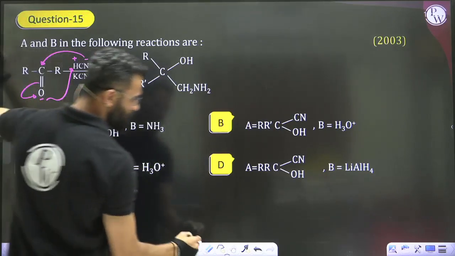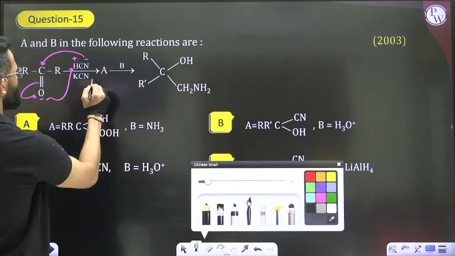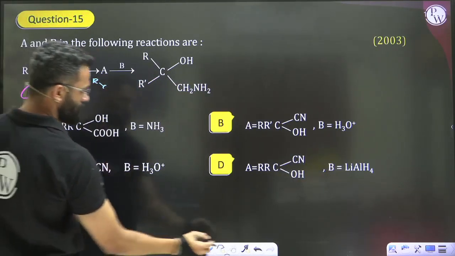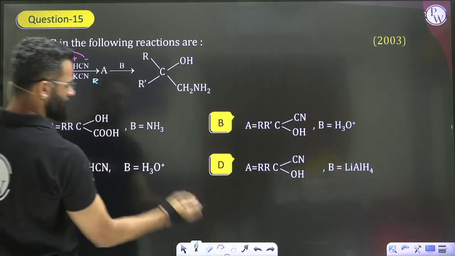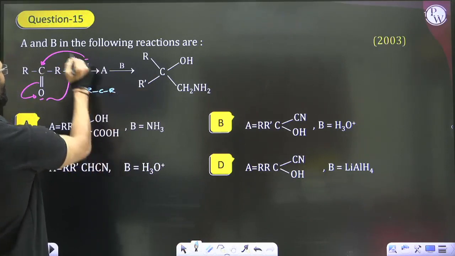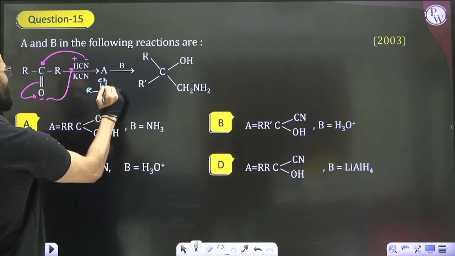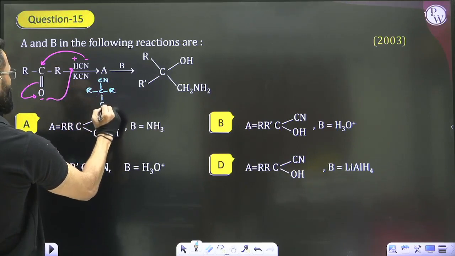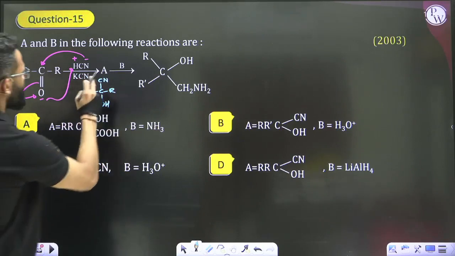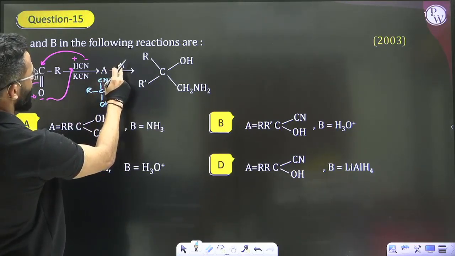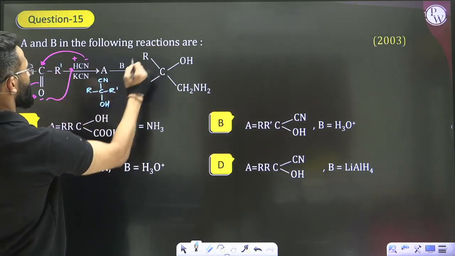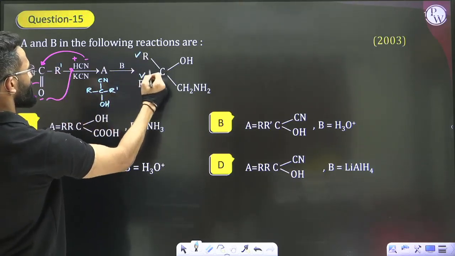So A is going to be R, R dash, the cyanide attached here. This became single bond O, which accepted H. Okay, and this compound A is further treated with B. If you observe the product, let's call this R and R dash. So R I can see here, R dash I can see here, OH I can see here.